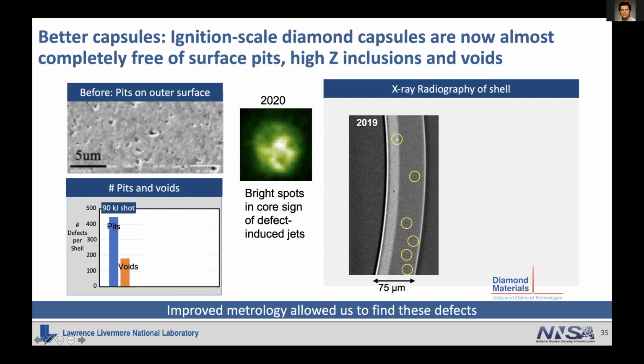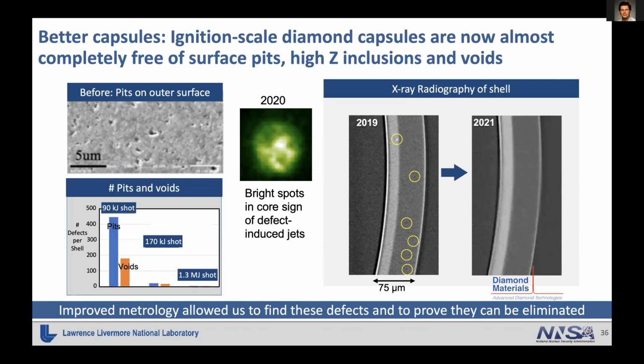And then if you look at a cross-section of the capsule, this is the 75 micron diamond capsule, you see these voids. So it's not very nice material, and there are high Z inclusions. So this was clearly not optimum. The improved metrology we did allows us to find these defects. And so in 2021, we were able to remove these defects. And indeed, we have many fewer pits and voids.